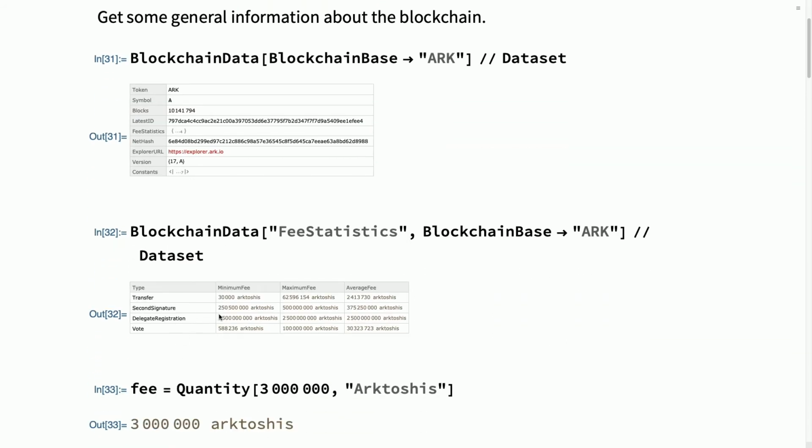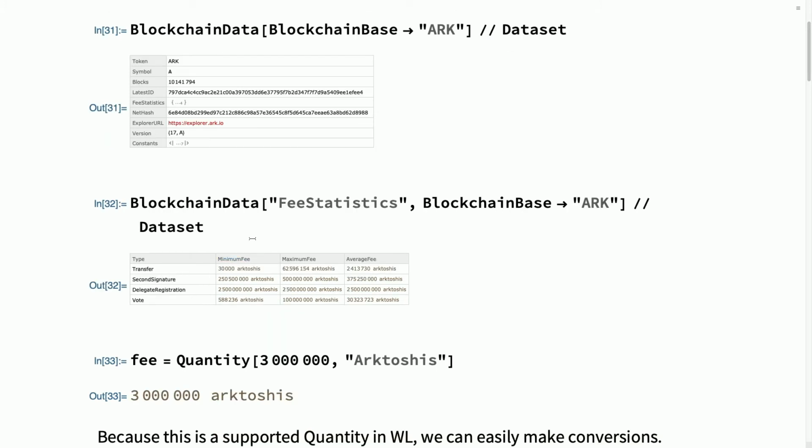ARC has multiple transaction types. The one we just did is a transfer transaction type, which means that we are just exchanging currency between one address and a second address. They also have the second signature transaction that allows an address to basically add a second private key to their account so they can have increased security. They also have this delegate registration, so any address could register as a delegate for the ARC blockchain. And then this vote transaction that allows an address to vote for a particular delegate. So these are the ones we're supporting right now.